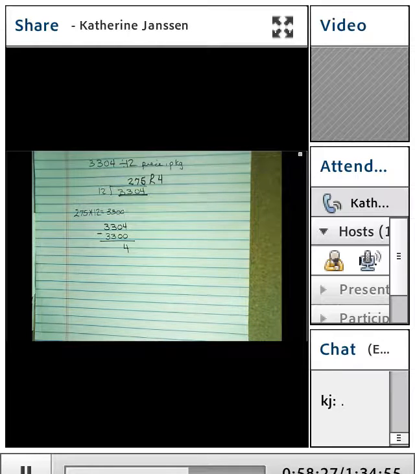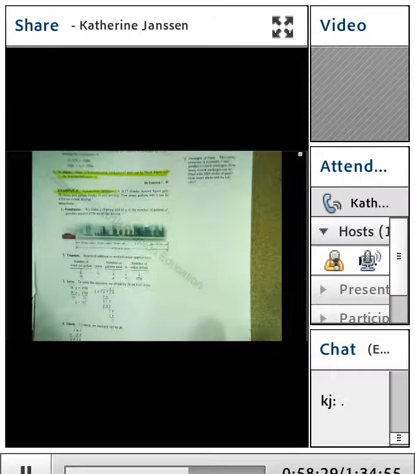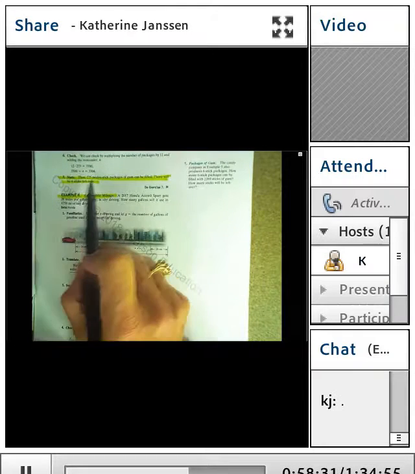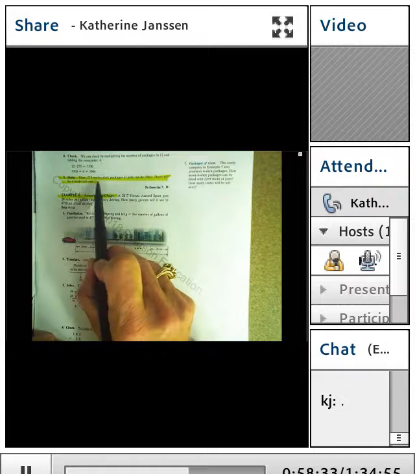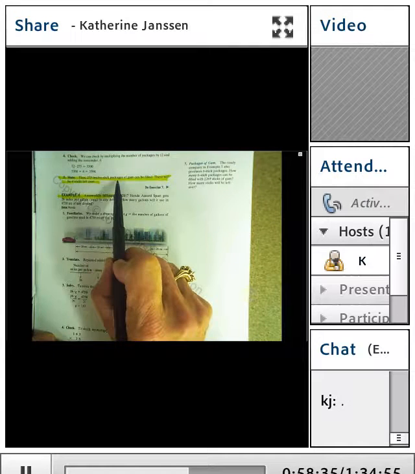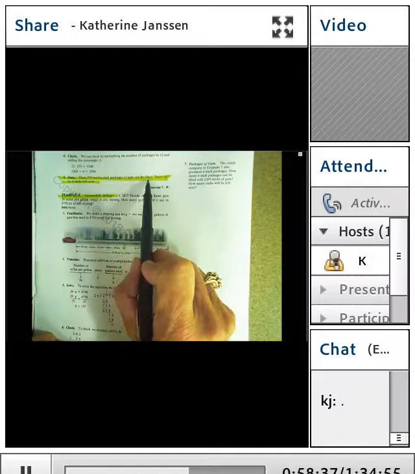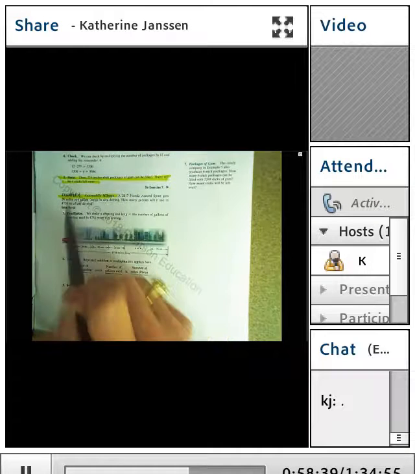Now again, we state our final answer in full descriptive sentence form. Thus, 275 12-pack packages of gum can be filled. There will be 4 sticks left over.